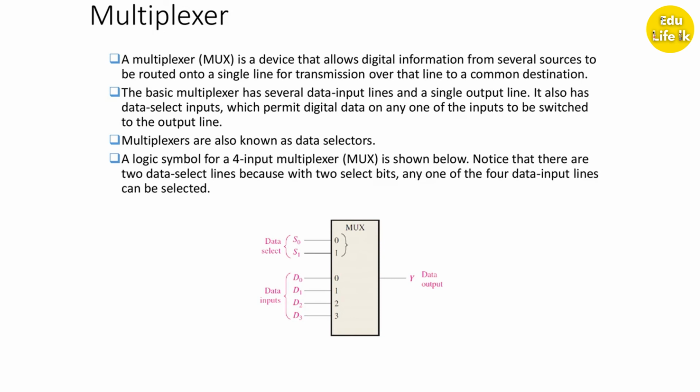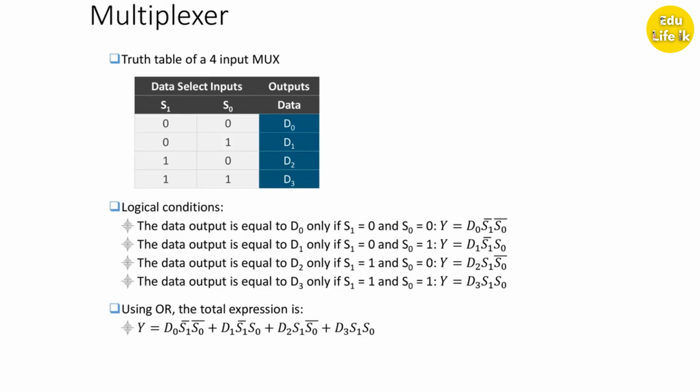Multiplexer. A multiplexer (MUX) is a device that allows digital information from several sources to be routed onto a single line for transmission over that line to a common destination. Multiplexers are also known as data selectors. This is the truth table of a 4-input MUX.